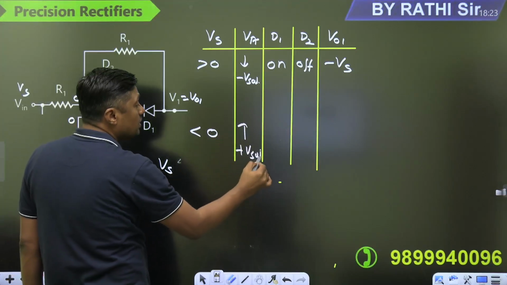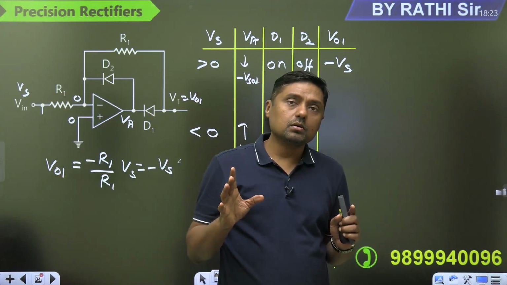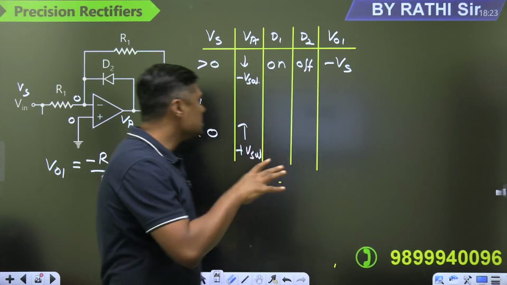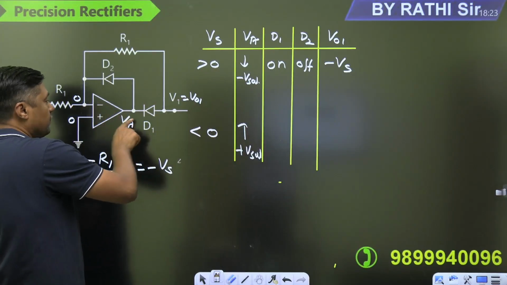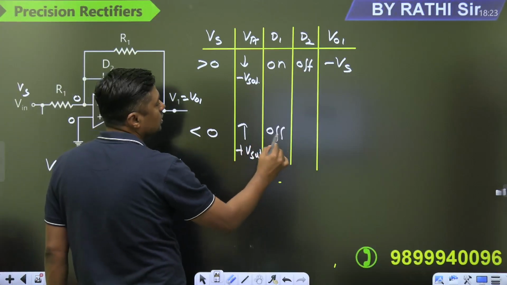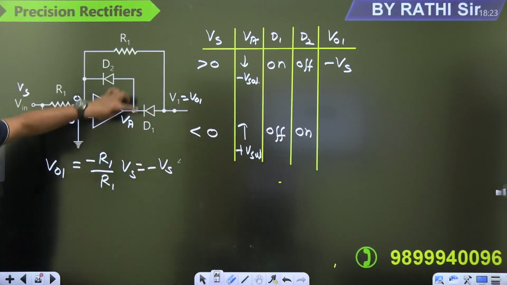Always remember, when there is a negative feedback, the operational amplifier will not go into saturation. So it is just moving towards plus Vsat. If it is positive, what about the diode D1? D1 is off. What about D2? D2 is on. Remember, I have already said this is responsible for rectification.